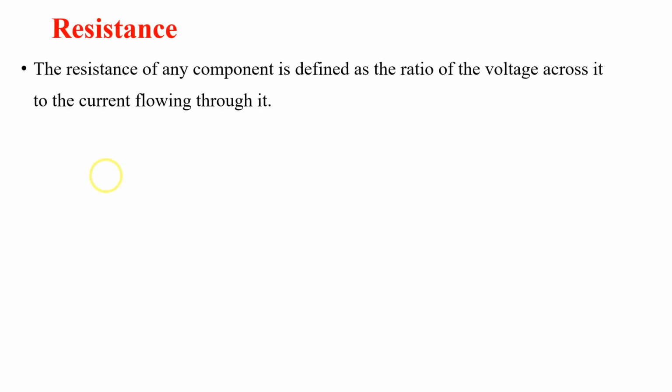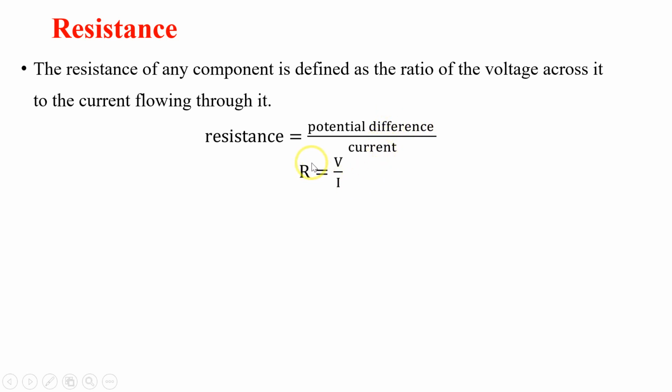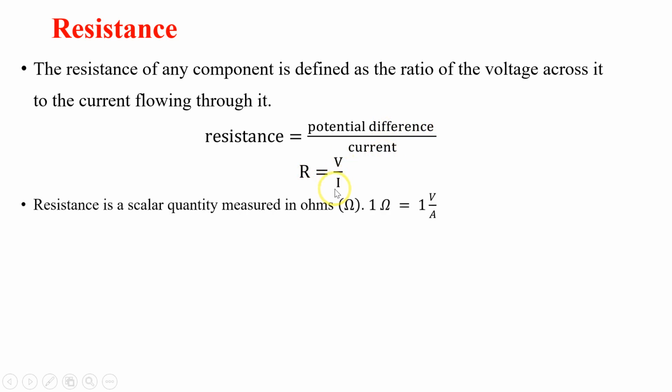The resistance of any component is defined as the ratio of the voltage across it to the current flowing through it. You can see over here, resistance is equal to the ratio of potential difference over current. Mathematically it can be written as R is equal to V over I.